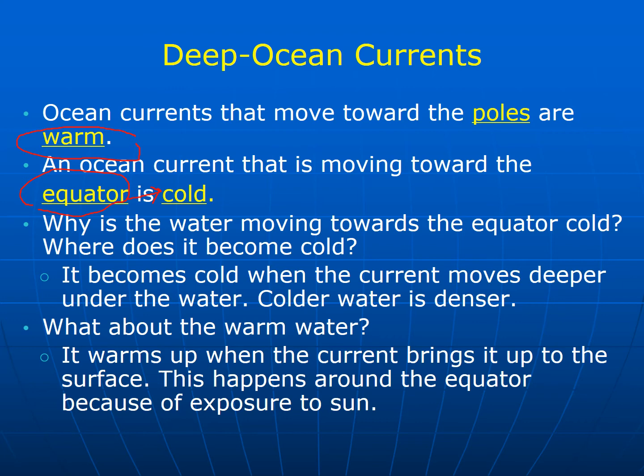So your question would be, why is the water moving towards the equator cold, or why does it become cold? Well, it becomes cold when the current moves deeper underwater. Colder water is denser. Key word, denser. So the warm water, what happens? Obviously, it's not as dense. So it has to come back up to the surface. And when it gets to the surface, it has exposure to the sun. Well, if you're in the sun, you get hotter.